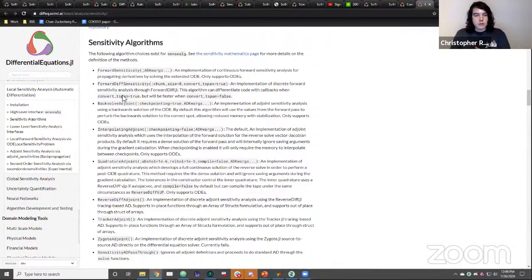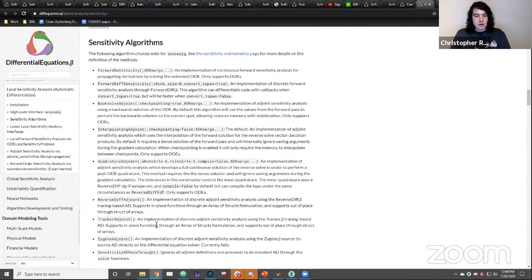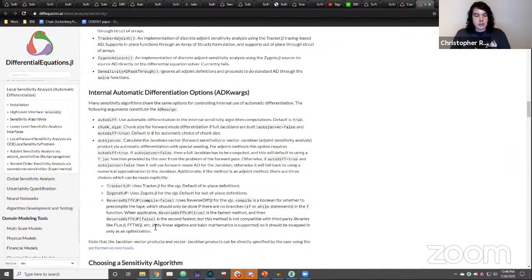Together, there are 1, 2, 3, 4, 5, 6, 7. This one isn't so great. So there's just 7 different sensitivity algorithm choices. And then there's a bunch of different combinations of them.